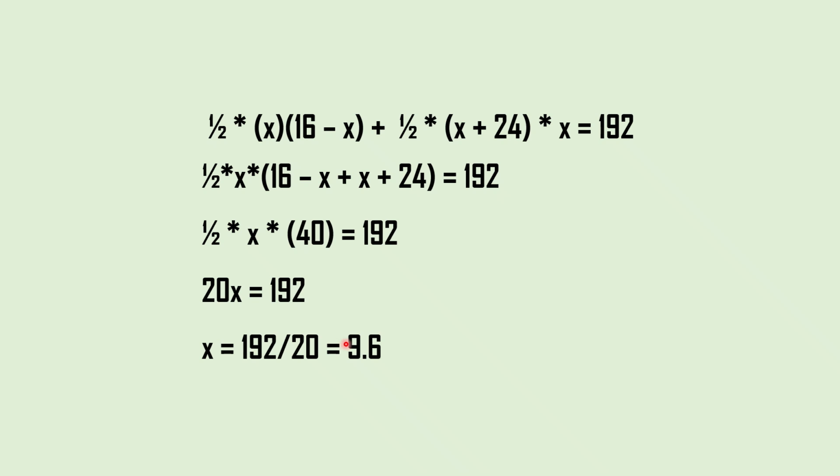Again we get 9.6. Half into x into 16 minus x, blue triangle. Half into x plus 24, red trapezium, total 192. Half x we take common, 16 minus x plus x plus 24, minus x plus x cancels. 16 and 24, 40. So half into x into 40, that's 20x equal to 192, or x equals 192 by 20, 9.6. So that was the third method, using neither trigonometry nor similarity, just using the formulae for areas of triangles and trapeziums.